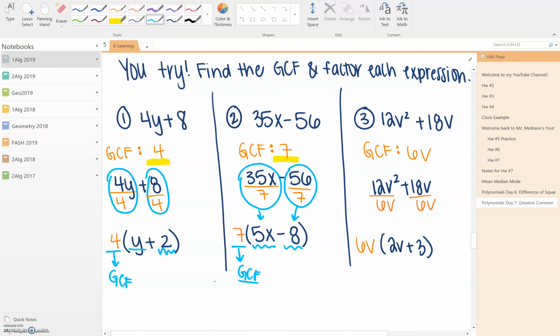And then for number 3, the greatest common factor here is 6v. Okay, that looks like the number 3 that we did together. You can take out a 6 and a v from both of those, okay? So 12v squared divided by 6v, that gets you 2v. And then 18v divided by 6v, that's 3. Okay, so your final expression is 6v out here, which is the greatest common factor, times 2v plus 3.